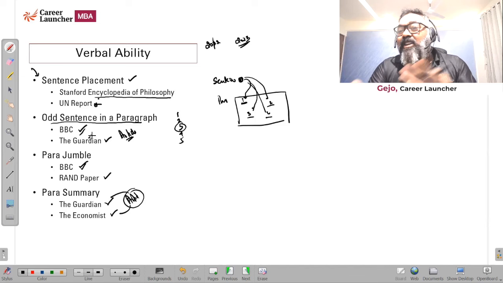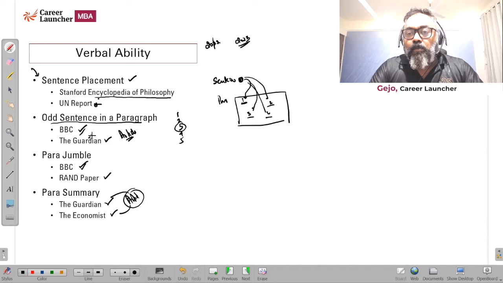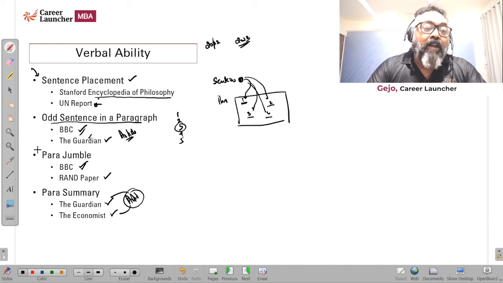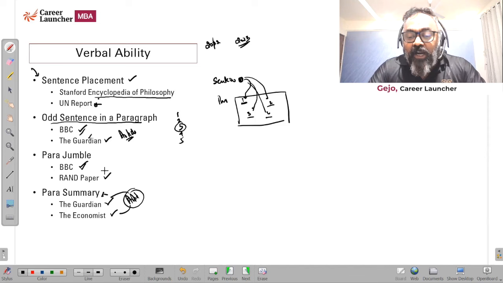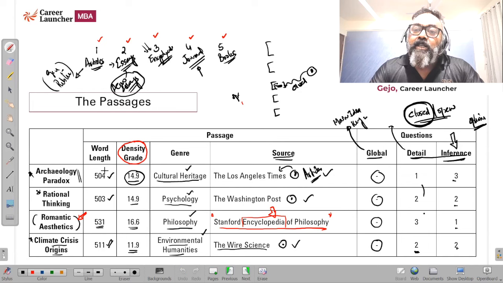The challenge in this particular CAT, 2023 slot number three, was not about comprehension or interpretation. I believe it's largely about navigating the options, or at least options in paragraph summary, or again jumbling these things. Those would be the challenges that people would have faced. And that is basically an overview of the CAT 2023 slot number three.